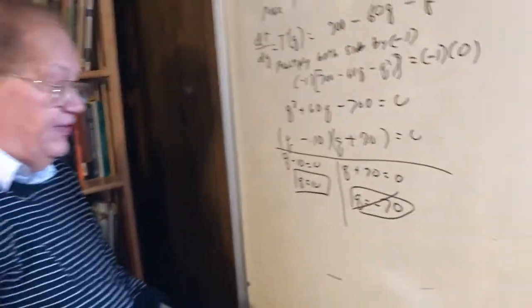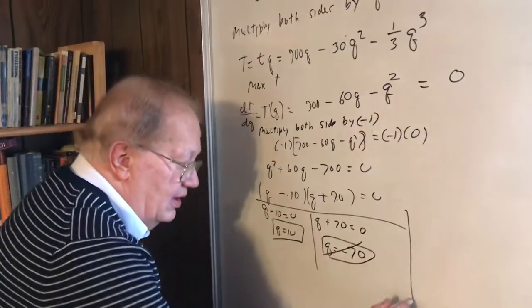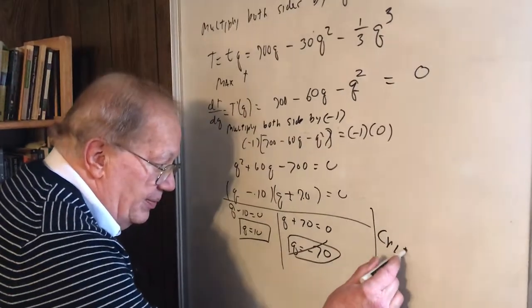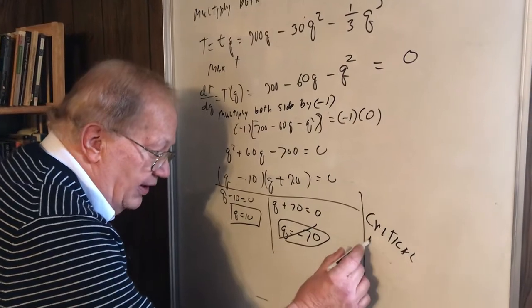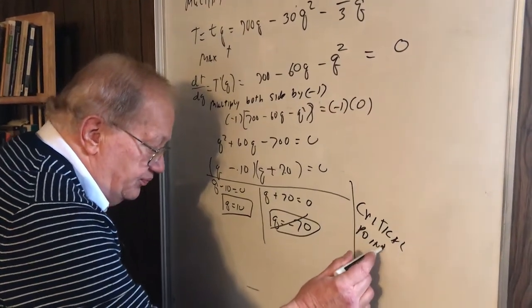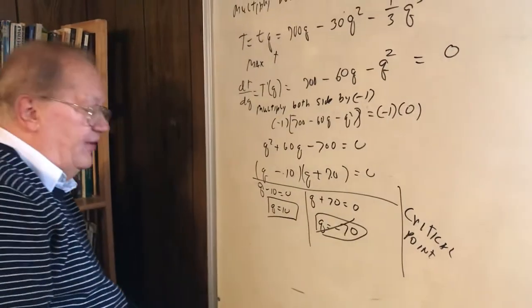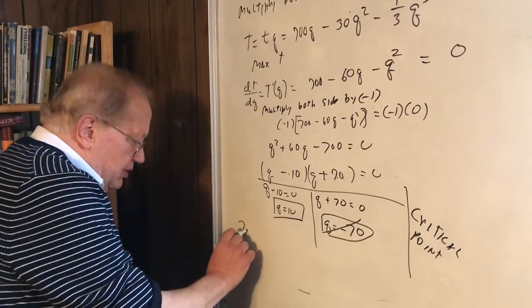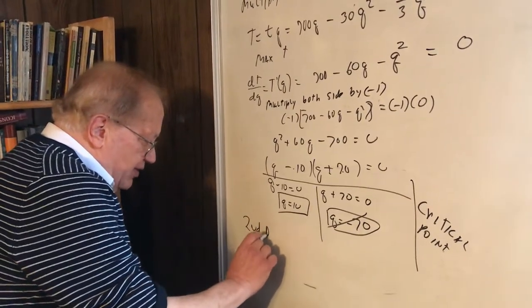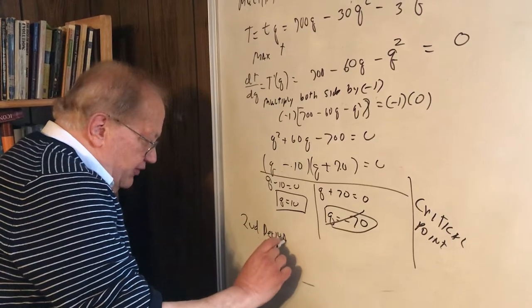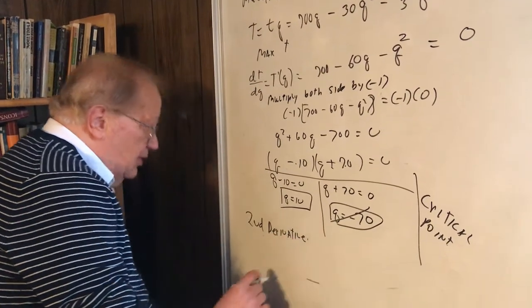Now that just tells me this is a critical point. Remember, I found a critical point now, but I don't know whether that point is a max or a minimum. Well, one way to do that is to take the second derivative. So I'm going to take the second derivative, which is the derivative of the first derivative.